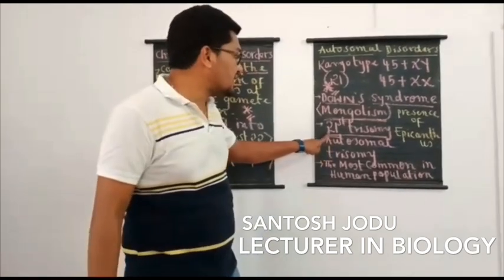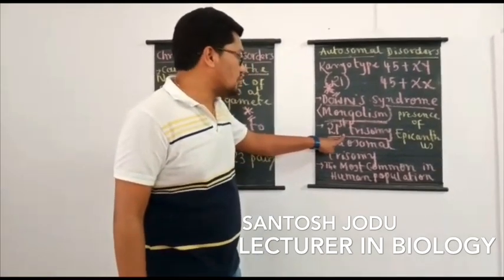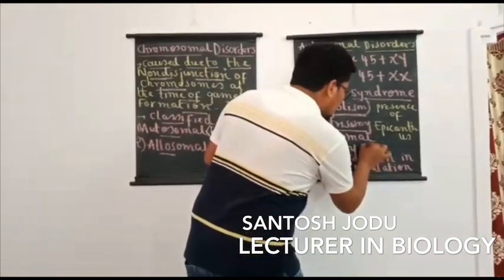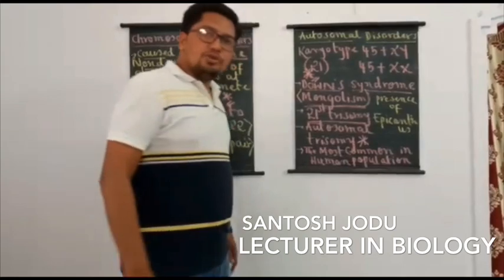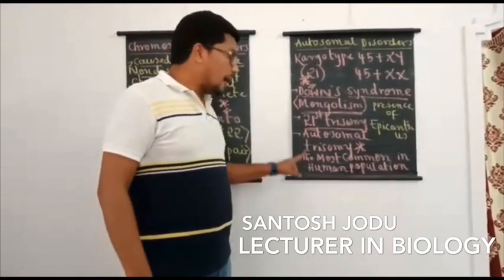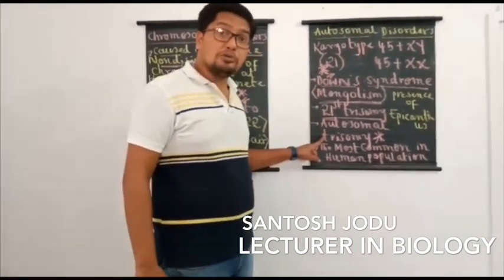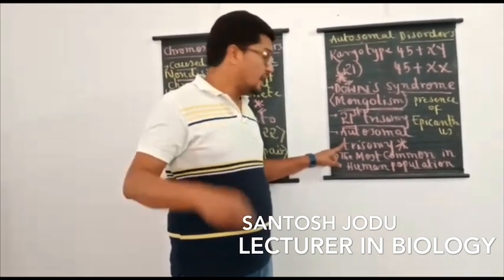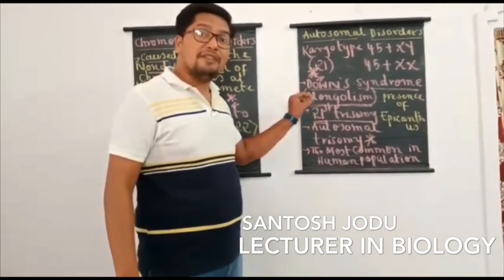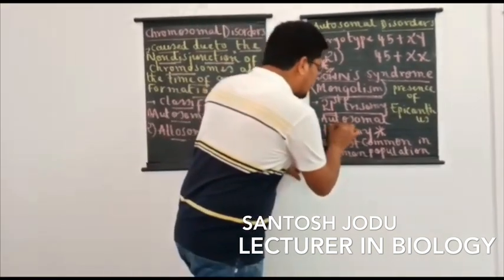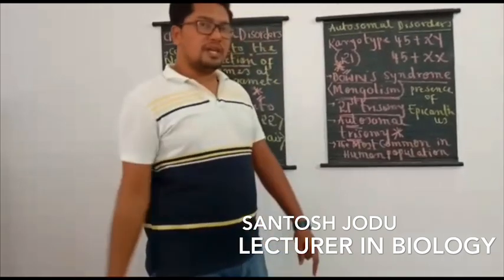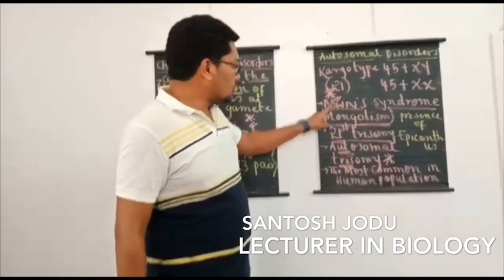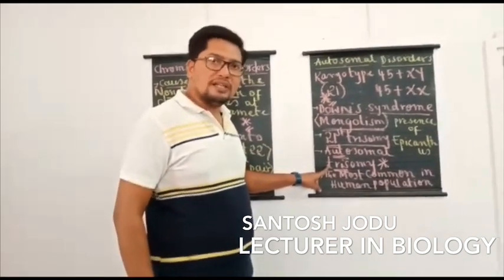That's why this condition is called 21st trisomy. So Down syndrome is the best example for autosomal trisomy, because already you know there are up to 22nd pair of autosomes, right? And the extra copy of an autosome is added here, I said, in the 21st pair. So in our syllabus, the best example for autosomal trisomy is nothing but Down syndrome. So students should remember, Down syndrome is an example for autosomal trisomy.